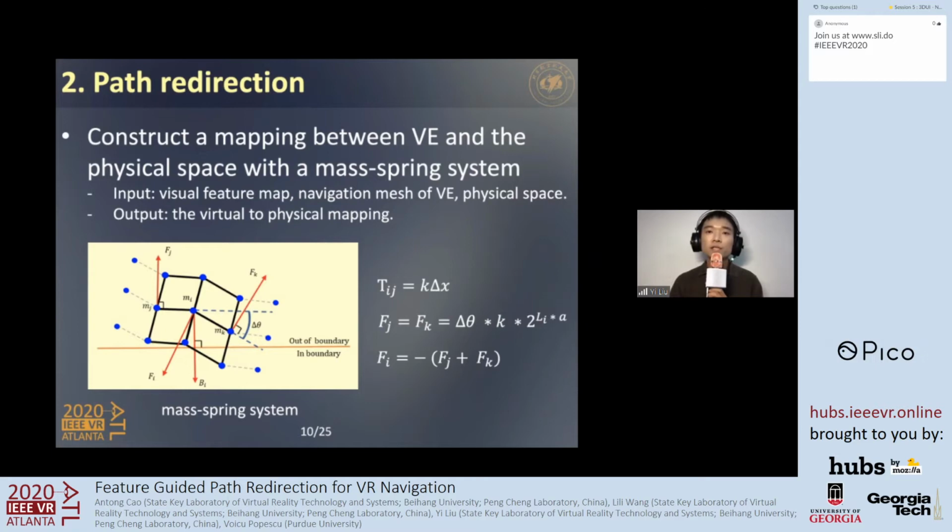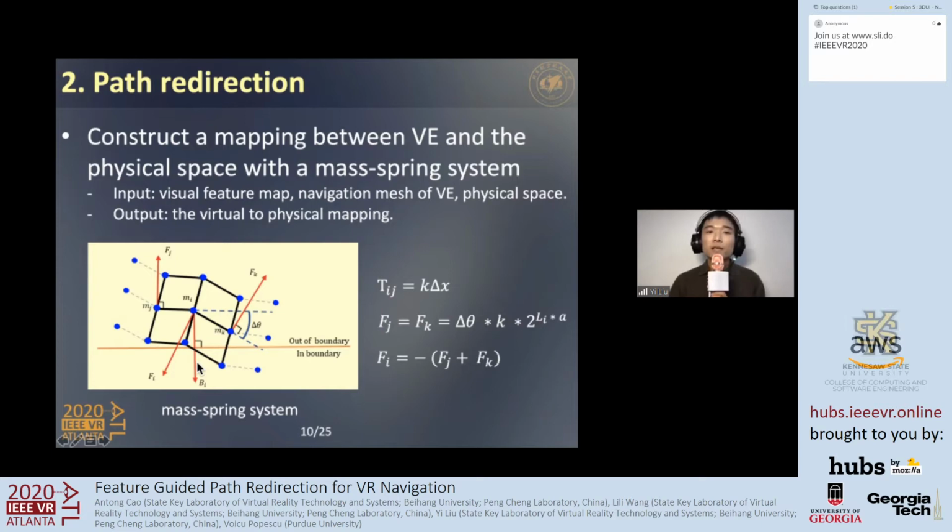The inputs of this step are the visual feature map, the navigation mesh of the VE, and the physical space. The output is a virtual-physical mapping. In the mass spring system, a mass particle has three attributes: position, mass, and local sensitivity to distortion Li, which is computed using the feature map. Three types of forces act upon the mass: spring tension force Tij, and deformation resisting forces Fj, Fk, Fi, which oppose the change of distortion angle delta theta. A bounding conforming force Bi acts on the mass only if it is outside the physical space and pushes it back.